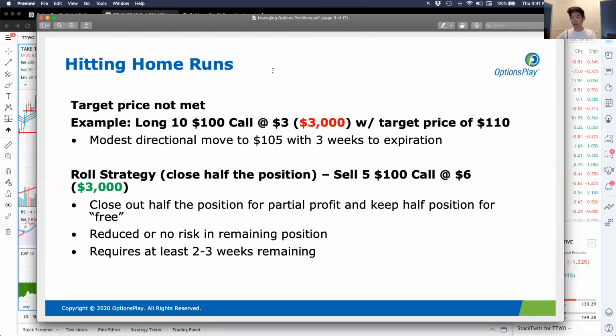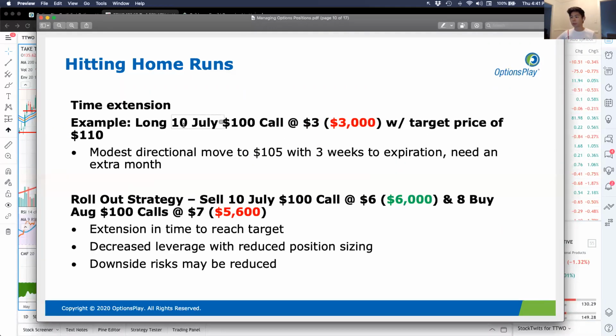The next example I have is a similar example here. This is what we call a time extension. And this is a scenario that, again, many of us sometimes find ourselves in, where we buy a call option. In this particular case, let's say I have a $100 stock. I think the stock is going to rally to, let's say, 110 by a certain time.